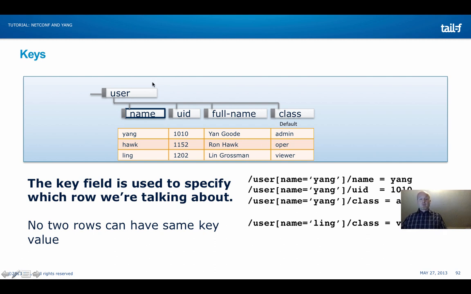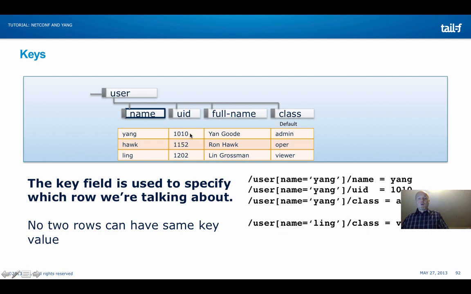So imagine this list. We have name, UID, full name, and class, and name is appointed as key in the Yang data model. So if you would like to refer to the name of this user, you would say /user. This would start from the top. This assumes that this user is at the top in the data model. No container, nothing before that one. It's the top container in the Yang data model. The user, square brackets, name equal Yang, /name, no surprise, equal Yang.